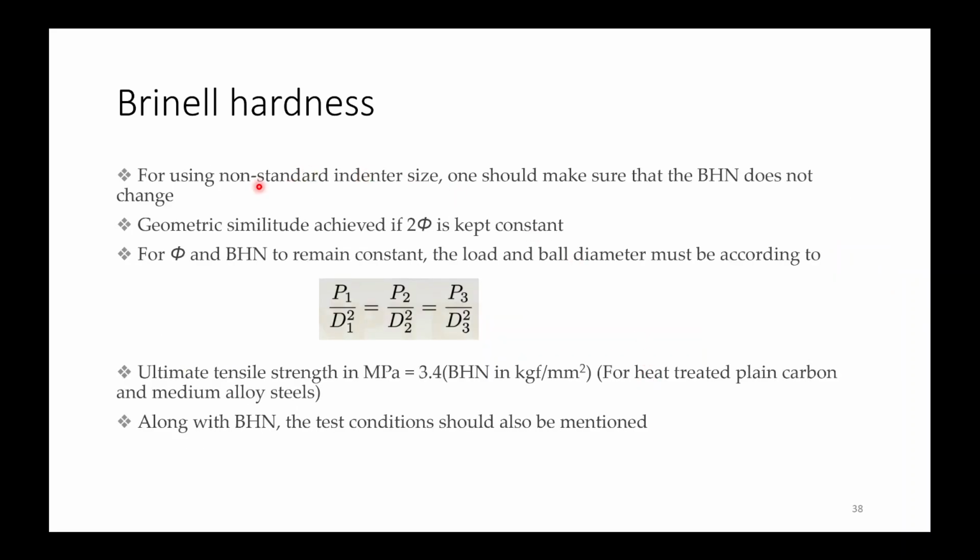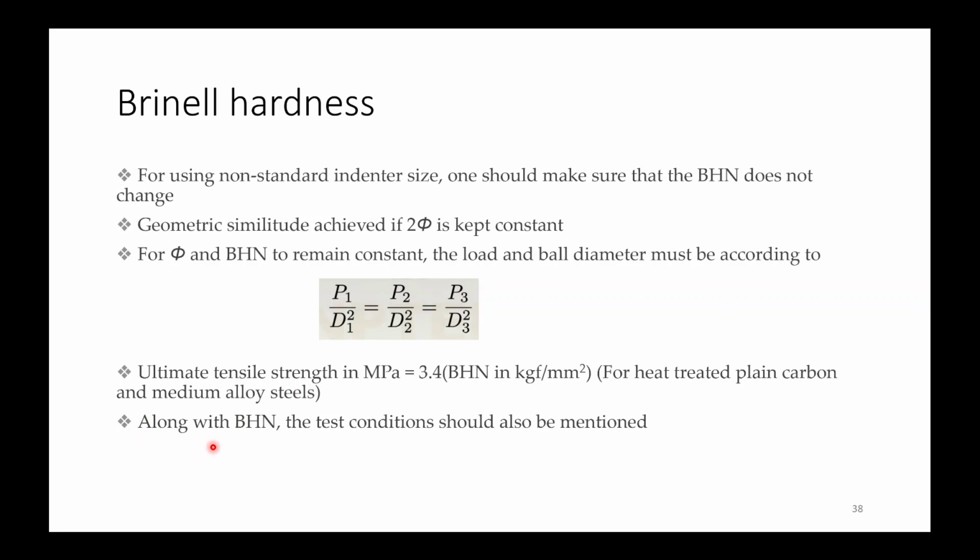Now for using a non-standard indenter size, one should make sure that the BHN does not change and the geometry is kept constant by using this relation. So P1 upon D1 square should be equal to P2 upon D2 square. Now the ultimate tensile strength in MPa can be given as 3.4 times the BHN hardness for heat treated plain carbon and medium alloy steels.